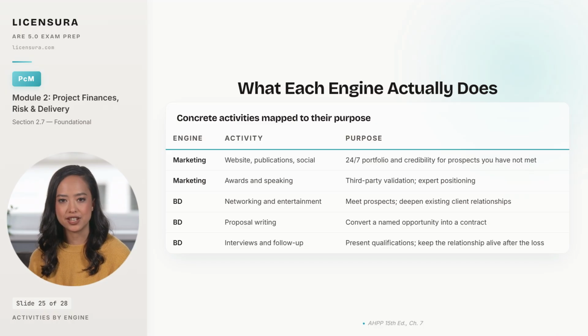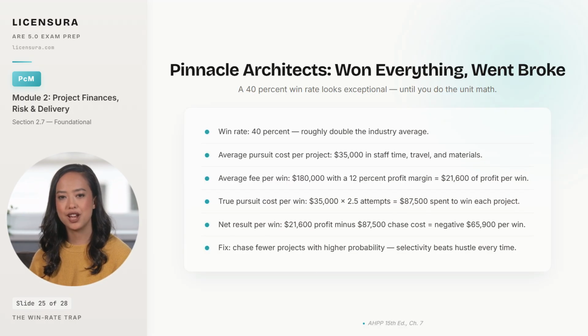There is a specific trap firms fall into when they forget that the two engines have different unit economics. Pinnacle Architects had a 40% win rate, which is roughly double the industry average, and would, on any conference panel, sound like a firm worth studying. But they were headed for bankruptcy, and the math shows why. Each pursuit cost them about $35,000 in staff time, travel, printing, and sub-consultant input. With a 40% win rate, that means they ran 2.5 pursuits for every win, putting the true BD cost per win at $87,500.